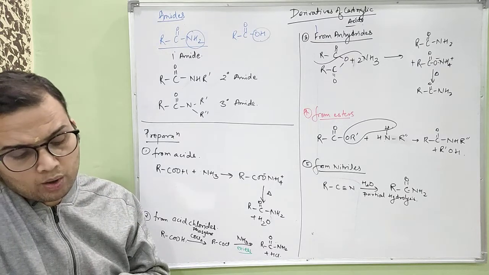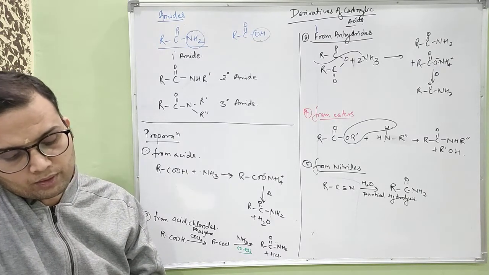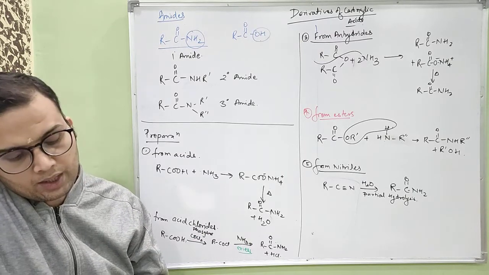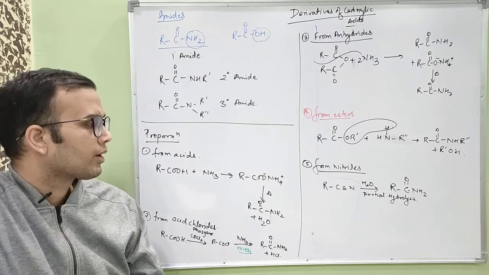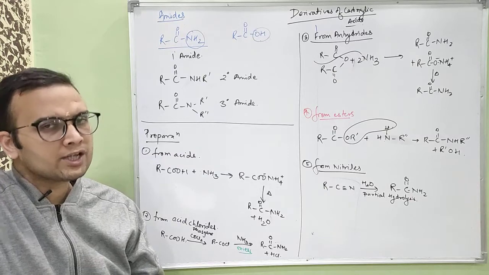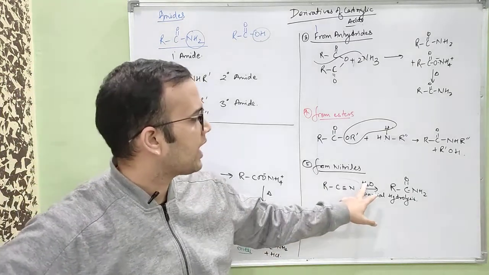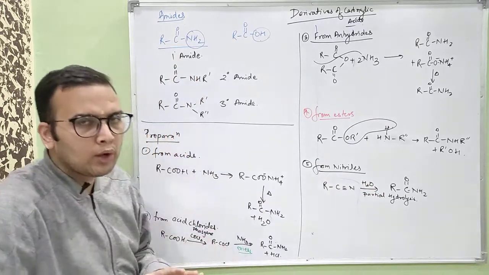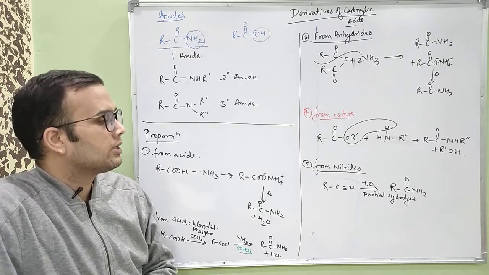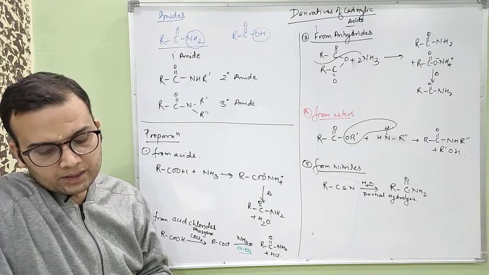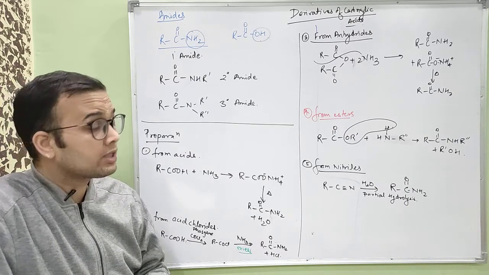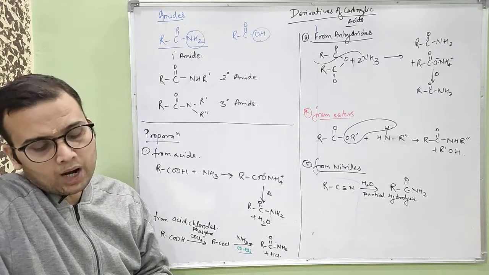Nitriles on addition with water in the presence of cold concentrated HCl or H2SO4. So I told you acid hydrolysis in the presence of cold concentrated HCl or H2SO4 gives us amides. This hydrolysis is called partial hydrolysis.